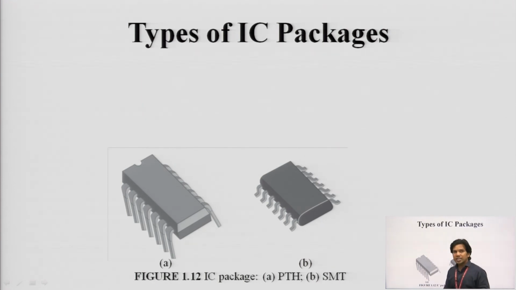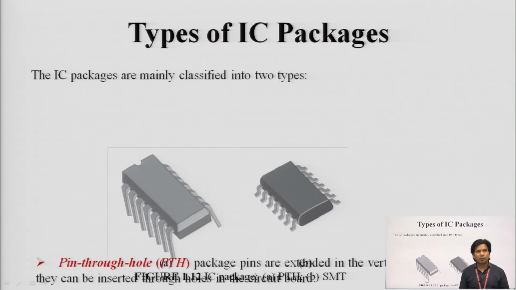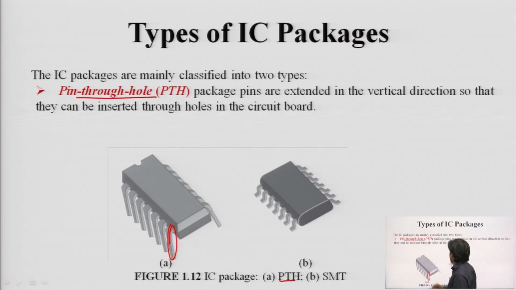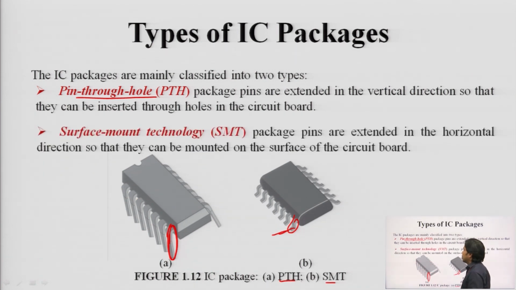Now, the types of IC packaging. We have two different types of IC packaging. One is pin through hole. In this type of packaging, you can see the vertical pins are very long. That is why it is called pin through hole. And the second one has horizontal length. This one is horizontal, this one is vertical. That is why it is called surface mount technology. Clear? These are the two technologies that we use to package the IC based on the requirement.